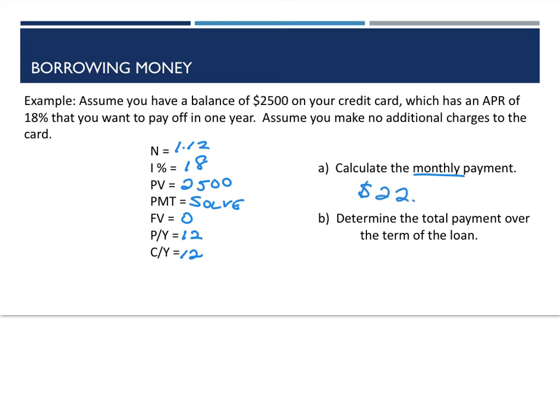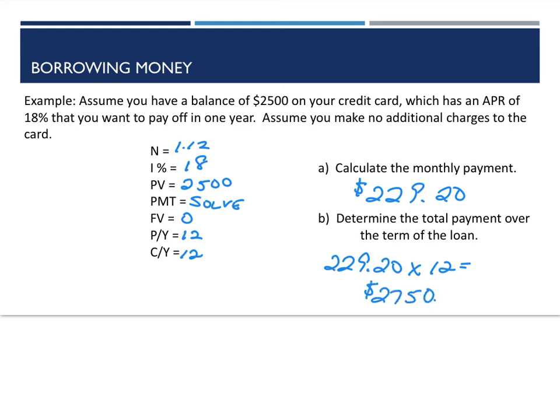Oops. Oh shoot. We'll just do it all over again. $229.20. And if we multiply that times 12 for 12 payments, means we would pay $2,750.40 for our credit card.